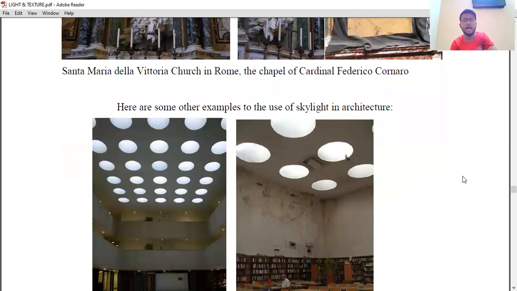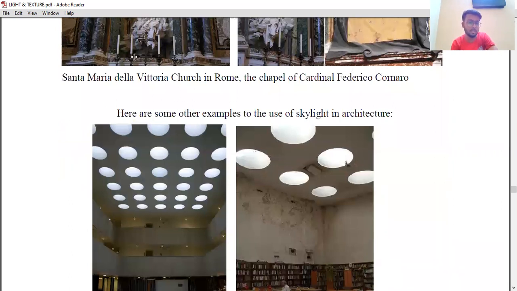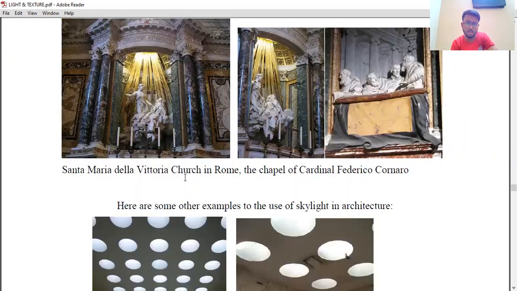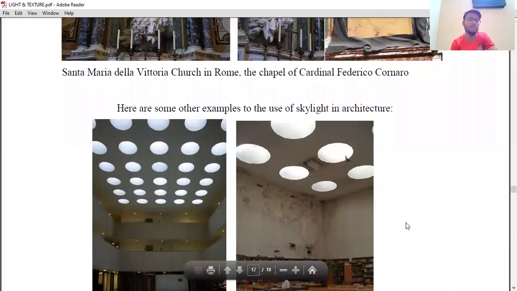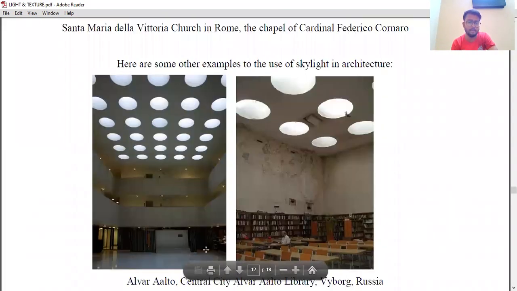Here are some of the other examples of the uses of skylight in architecture. The next one. And before this, just try to remember this particular structure as well once you see it: Santa Maria della Vittoria Church in Rome, the chapel of Cardinal Federico Cornaro. And this is again how the sunlight has been used to give light effects inside a particular space or place.